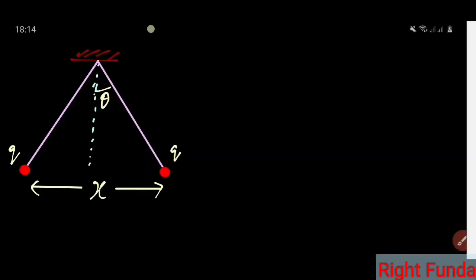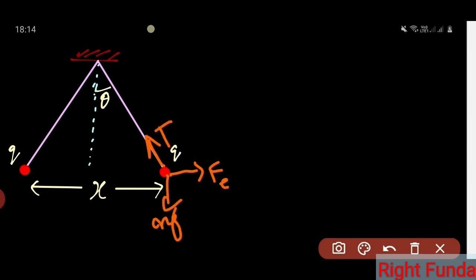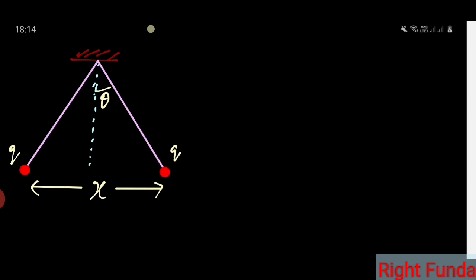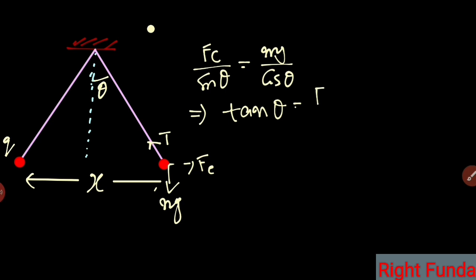Let's solve this problem. If we draw the free body diagram of the spheres, there is one electrostatic force, since equal charges are there, repelling like this. There will be tension, and there will be mg. We can apply Lami's theorem. This angle is theta. We can write Fe by sine of this angle is equal to mg by sine of this angle, and we can obtain Fe by sine theta equal to mg by cos theta, and from this tan theta is equal to Fe by mg.